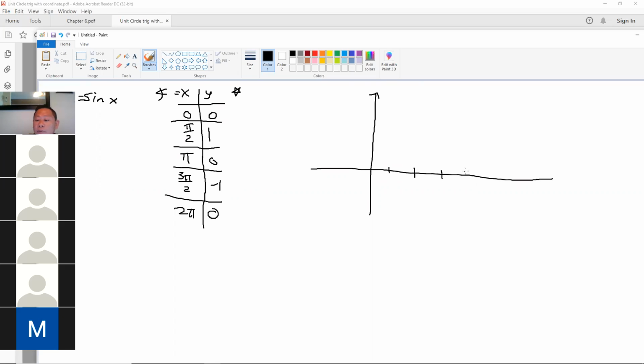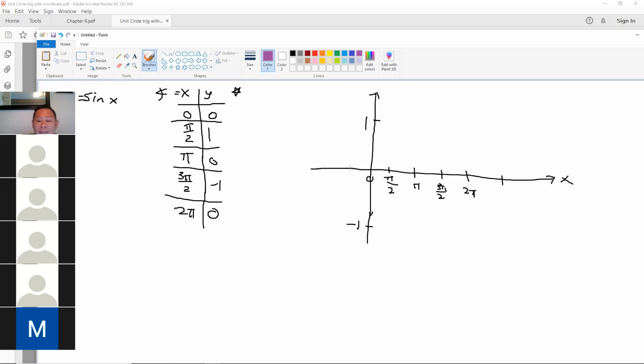1, 2, 3, 4, 5, where this is your x. So we will have 0, pi over 2, pi, 3 pi over 2, and 2 pi. This is your x value here, and your y value is either 1, 0, or -1. So it's only between these. Now we're going to draw the graph.